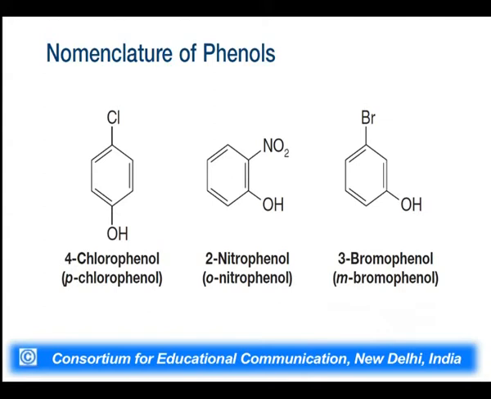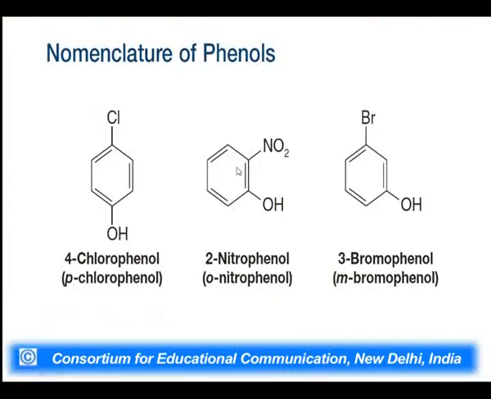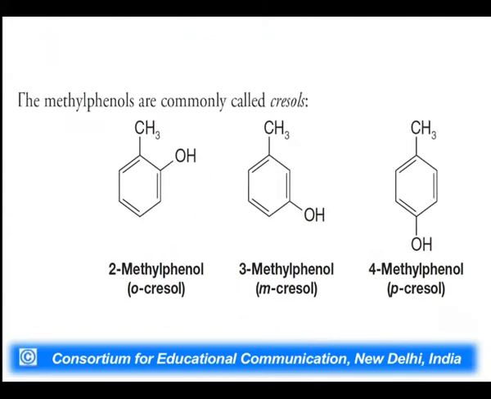In most of the cases where no other principal functional group is present, we take phenol as the basic unit. So this molecule will be named as phenol. And since chlorine is present here at the fourth position, chlorine will be taken as the substituent, and we will name this compound 4-chlorophenol. Second example, where we have nitro at the second position, is named 2-nitrophenol or orthonitrophenol. And the third is 3-bromophenol or metabromophenol. So if the substituents are relatively placed at 1,4, it is the para, at 1,2, then it is the ortho derivative, and if I talk of 1,3, then it is a meta compound.